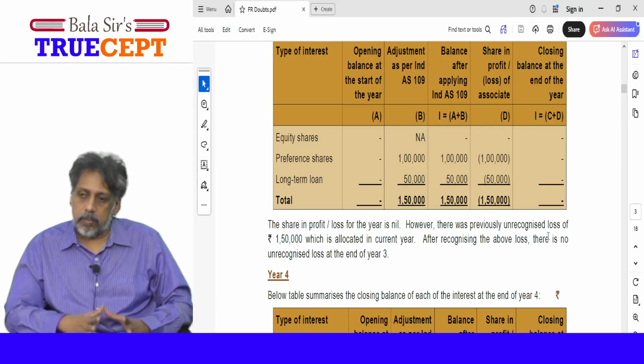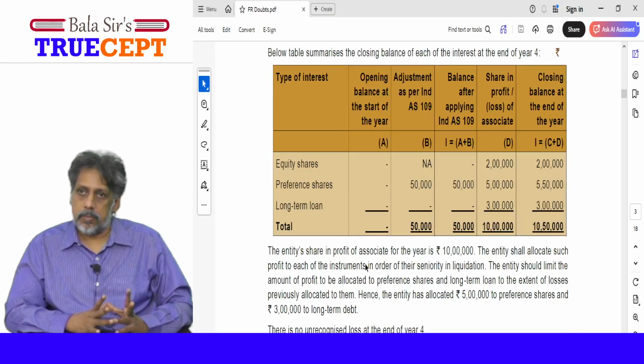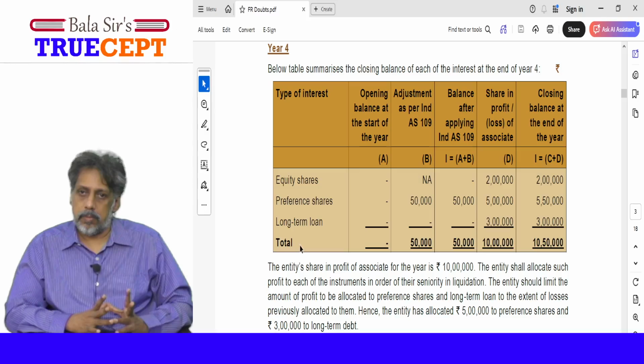However, there was a previously unrecognized loss of 1,50,000 which is allocated in the current year. Exactly. And after recognizing the above loss, there is no unrecognized loss at the end of year 3. Next, year 4. Again equity share nil. And then share in profit or loss is 2 lakh positive.